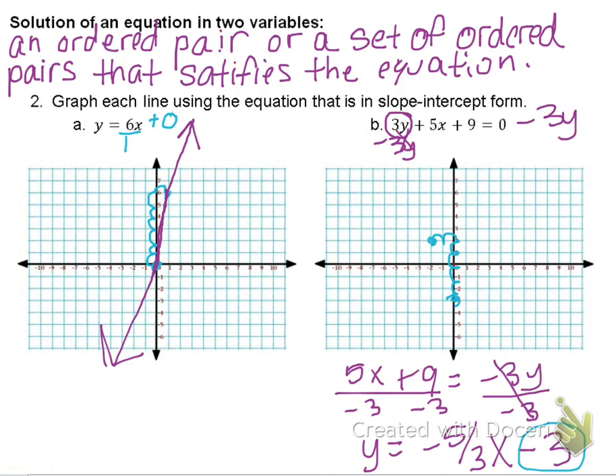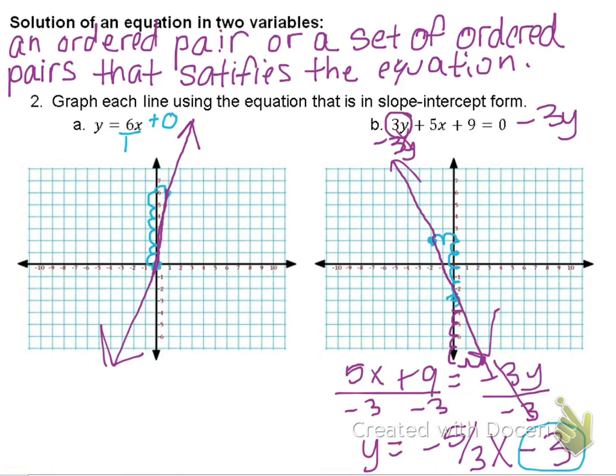The other option would be to go down 5, which I'll do in another color. 1, 2, 3, 4, 5. That makes me off the graph, though, and over 2, which would be right here. Either way works just the same, and then you would just connect your points to get your line.